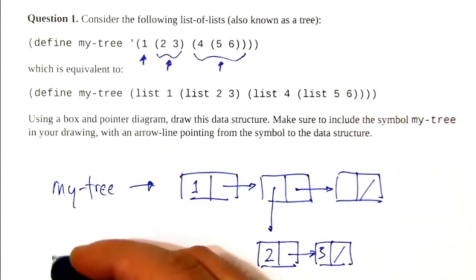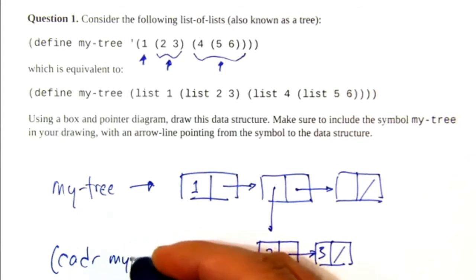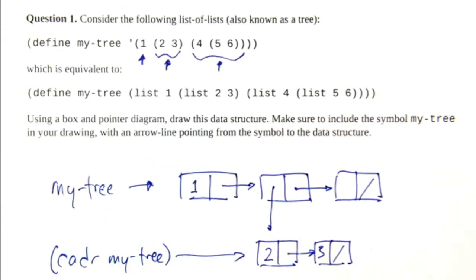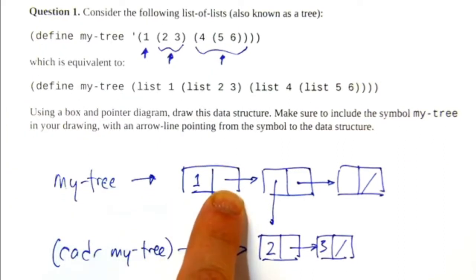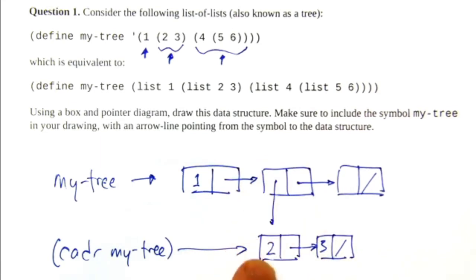So if we said car of the cdr of my tree, that would be this thing. It would walk its way down. First I'm at the cdr, which is this whole cons cell, and then I want the car of it, and in that car position is this object.